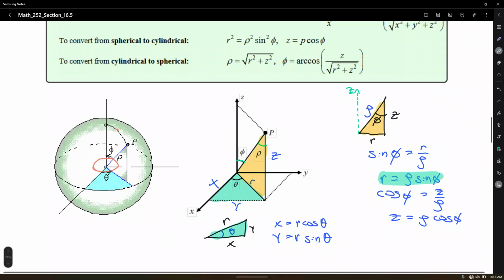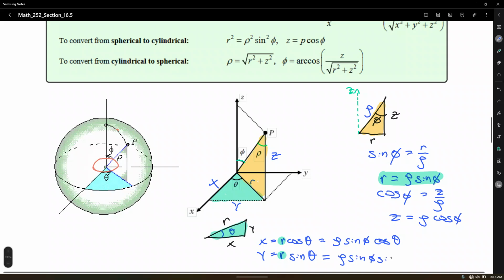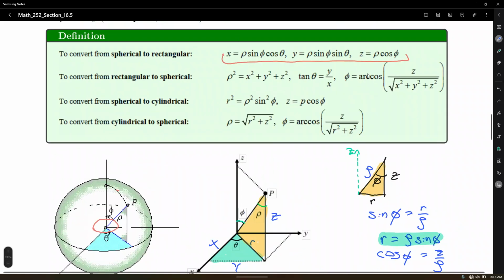So I'm going to do the following. I'm going to replace this little r right here, there, and there, and see what happens. This gives us rho sine phi cosine theta, and over here rho sine phi sine theta. And this is how we get the other two coordinates.